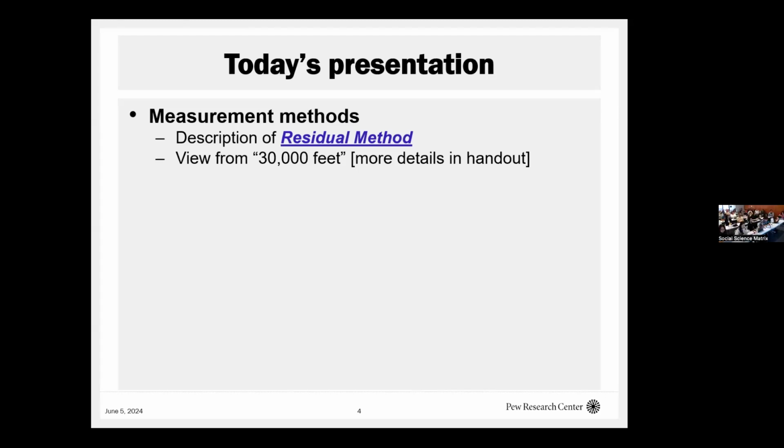So first I'm going to talk about how we estimate the number of unauthorized immigrants, the so-called residual method. There's some details in the handout, and I'll be glad to provide more if people want, but this is kind of a broad 30,000-foot view of what we do.